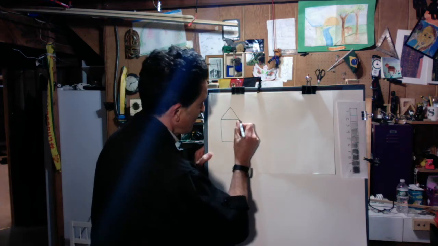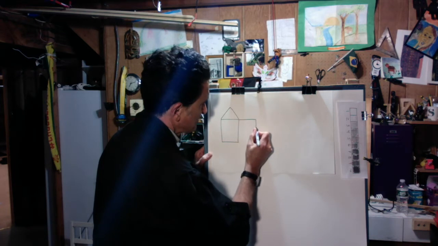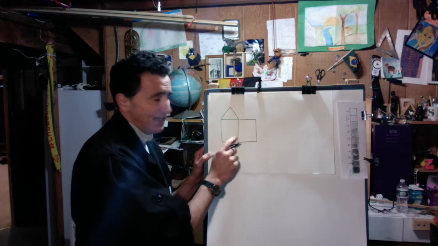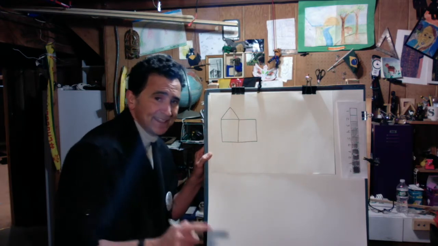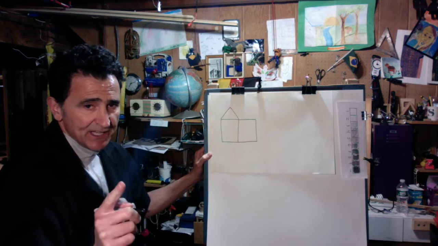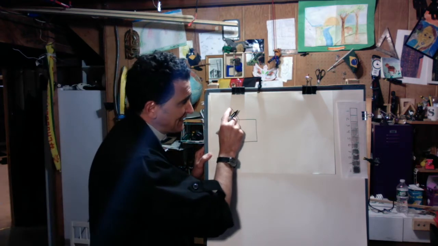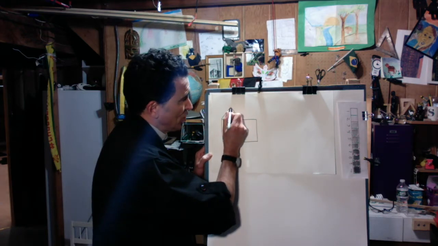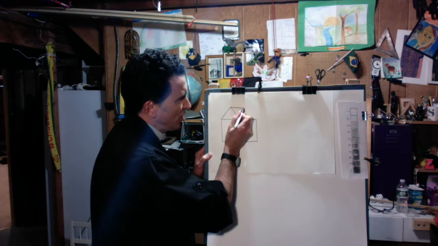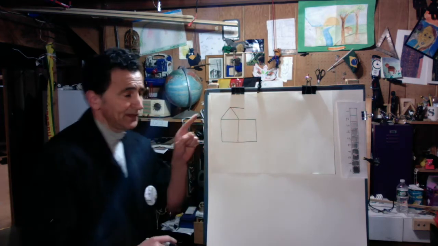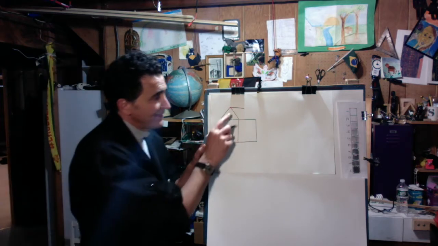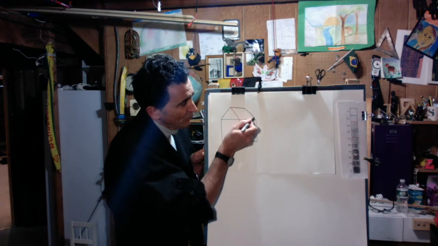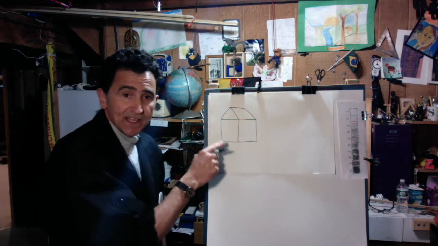See it? So square, square, triangle. Now that's when it gets tricky. My line in here has to be shorter than this one here. So I'm going to stop halfway. See? Then from here, I'm going to go there. That's how I can make a 3D house.